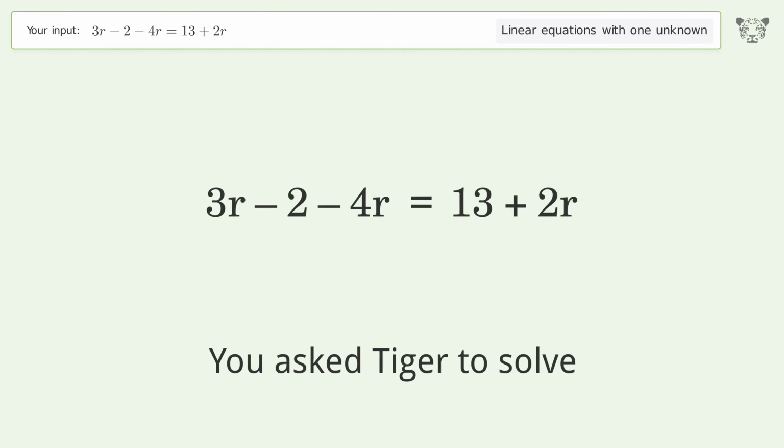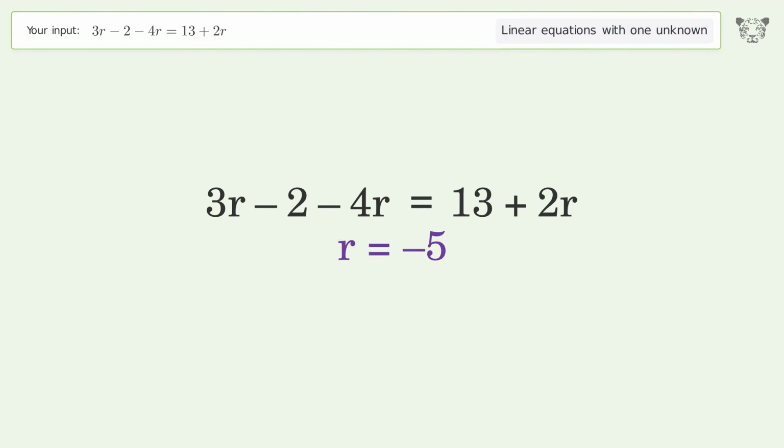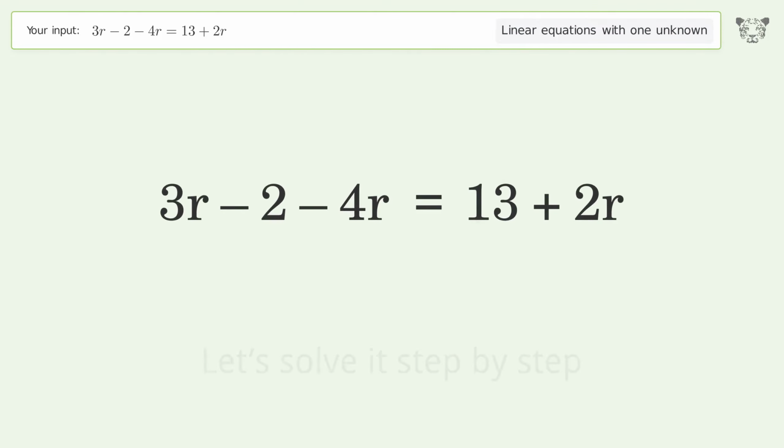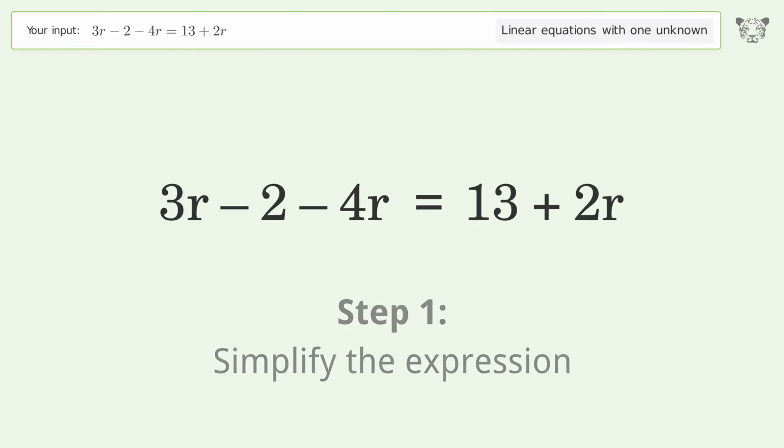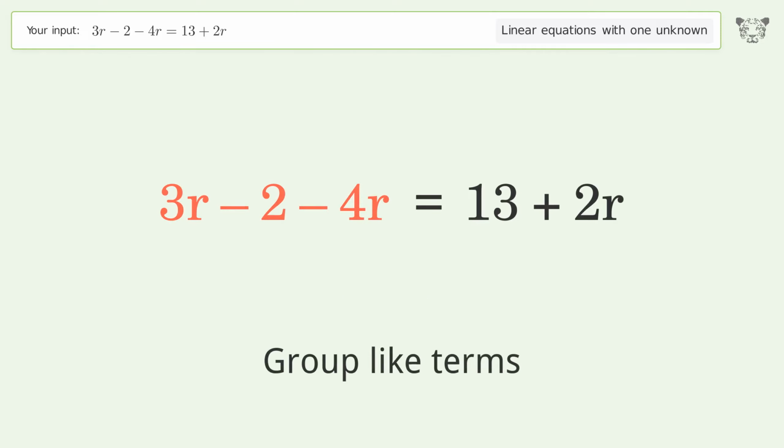You ask Tiger to solve. This deals with linear equations with one unknown. The final result is r equals -5. Let's solve it step by step. Simplify the expression. Group like terms.